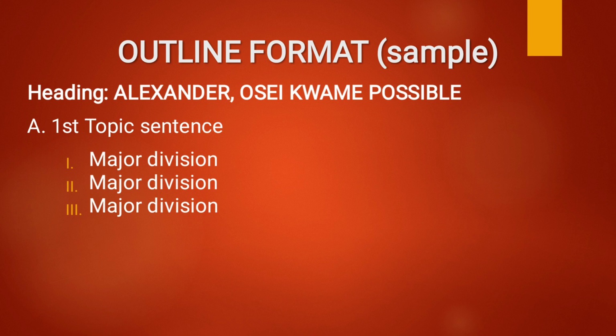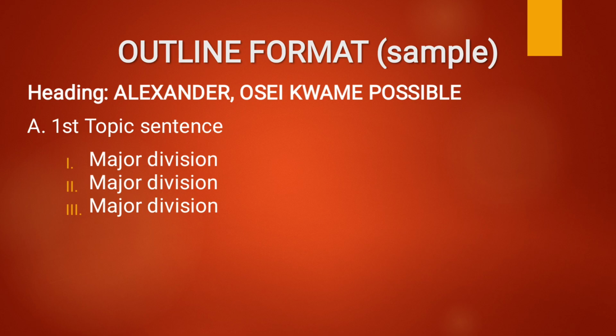So if you look at it, you could see that there's an indentation from A to I, and the II and the III. When you look at the I and the II and the III, they are on the same pattern because they fall under the same category. So it's major division, major division, major division.